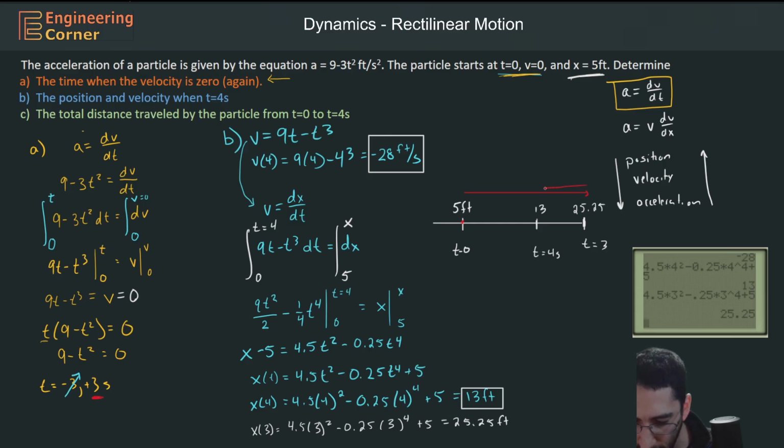plus whatever this distance is. So my total distance is going to be, well, this is going to be 20.25. And this is going to be 12.25. So this total distance traveled is going to be 32.25 feet.